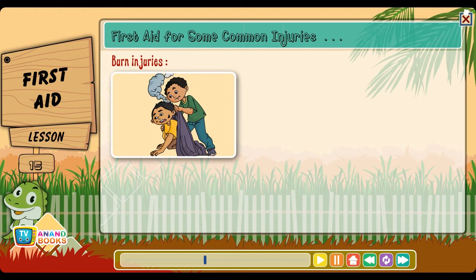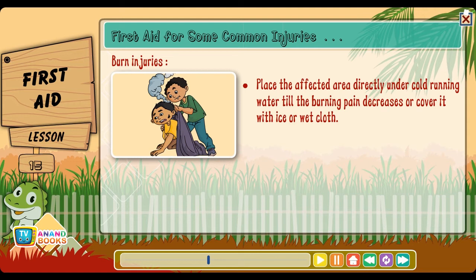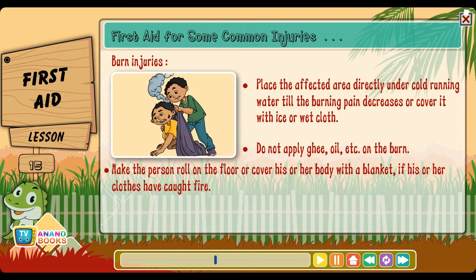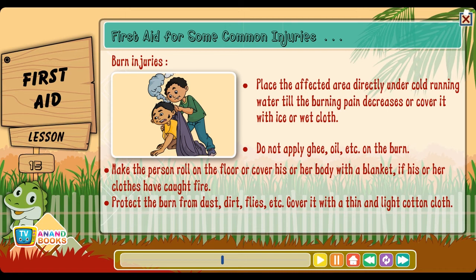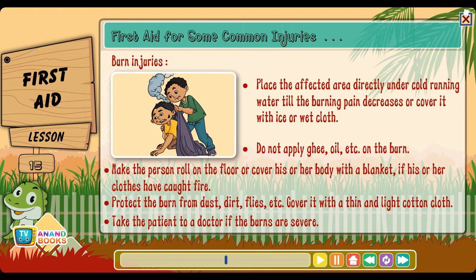Burn injuries. Place the affected area directly under cold running water till the burning pain decreases, or cover it with ice or wet cloth. Do not apply ghee, oil, etc. on the burn. Make the person roll on the floor or cover his or her body with a blanket, if his or her clothes have caught fire. Protect the burn from dust, dirt, flies, etc. Cover it with a thin and light cotton cloth. Take the patient to a doctor if the burns are severe.